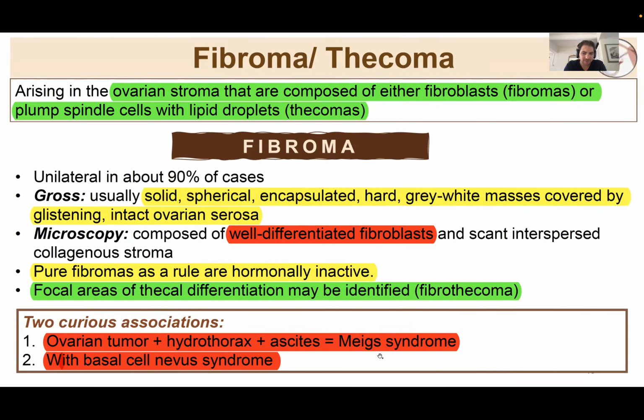Meigs syndrome, I think it came up in a question in the UWorld questions, but I don't know that I saw it in the SGU test. Probably just go ahead and know that these go with these. Ovarian tumor, hydrothorax, so fluid buildup in the thorax and in the abdomen.